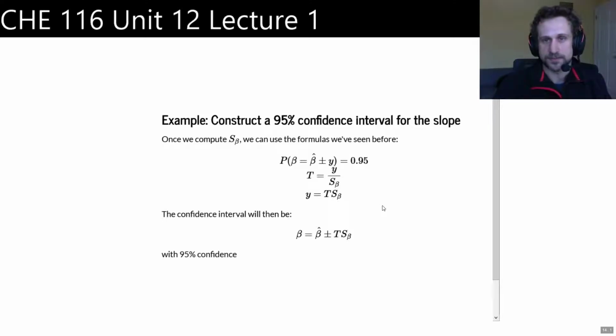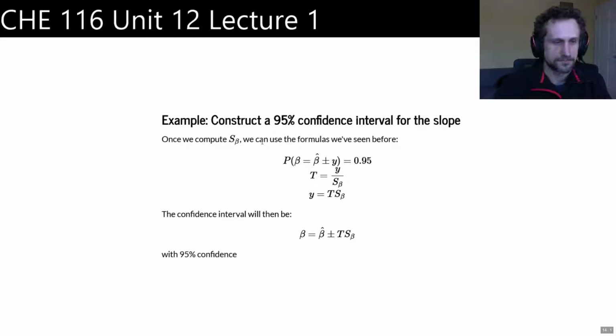And then the slope is going to correspond to the free energy of solvation. So we can now get confidence intervals for the slope from our regression. Okay, so now this is about the slope. So we're going to be using the standard error in beta.